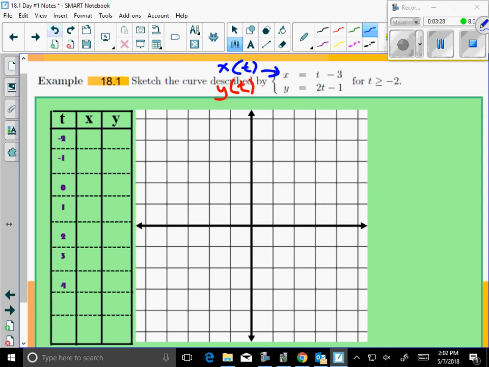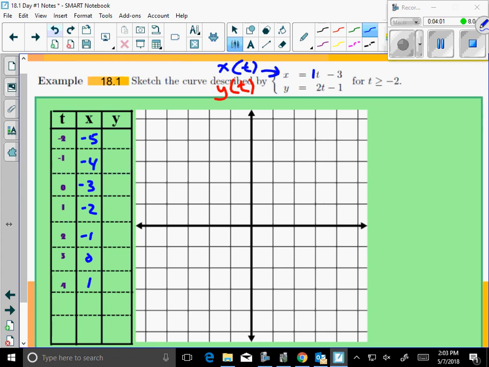So if t is -2, what would x equal? -5. If t is -1, x would equal -4. If t is 0, I get a -3. What is this changing by each time? It's going up by 1. Oh, look at that. It's got a slope of 1 in that linear equation. Right? It's going up by 1. So I can just go ahead and fill in the rest of my values based on that. That just shows a linear relationship between t and x.